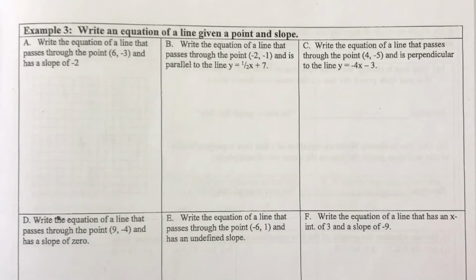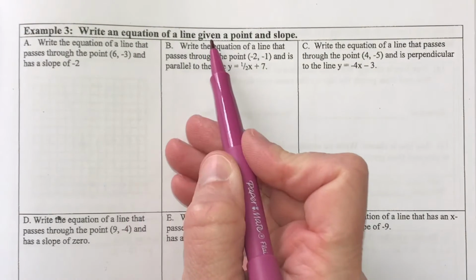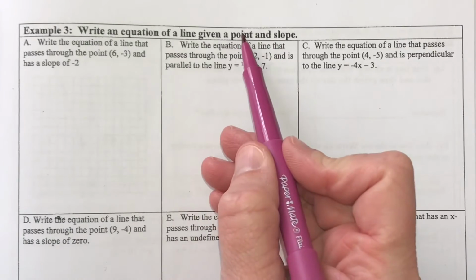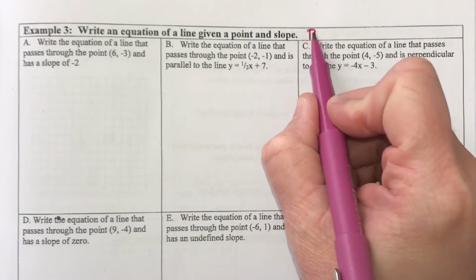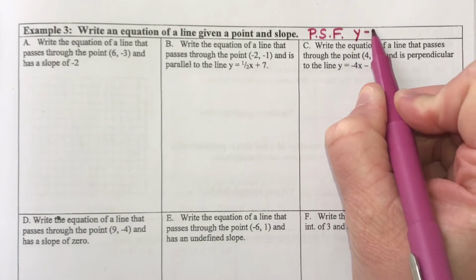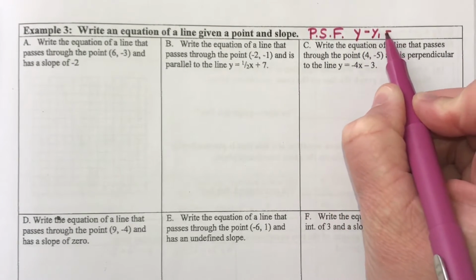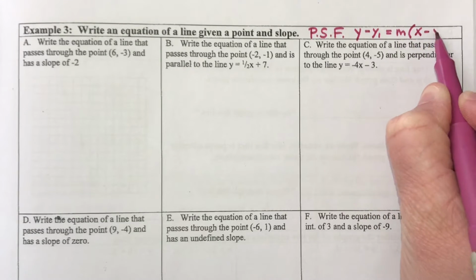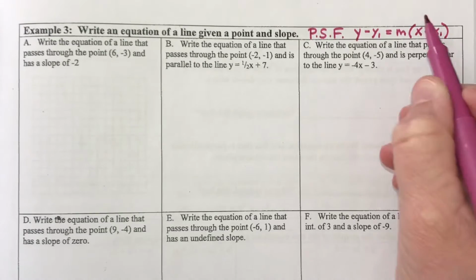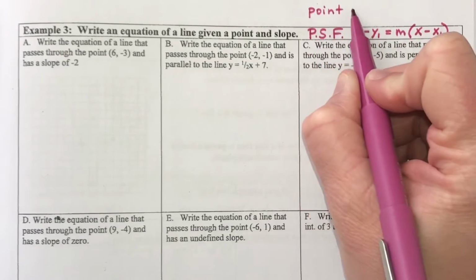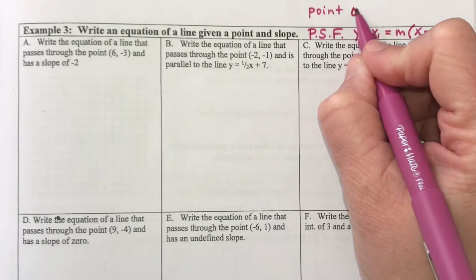In this video, I'm going to show you how to write the equation of a line given a point and slope. Now, if you're given a point and slope, we want to use the point-slope formula, which looks like this. y minus the y value of your point, set equal to your slope, and then times in parentheses x minus the x value of your point.